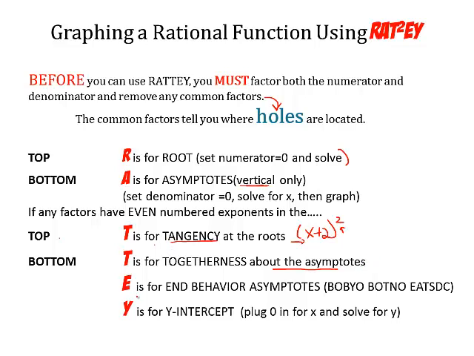We've talked about this. E is for end behavior asymptotes. Bobbio, Botno, eats DC. One of those three is what we call the end behavior asymptote. Remember, if it's Bobbio or eats DC, you want to see, does it cross the asymptote? And we talked about how to do that previously as well. Lastly, y is for the y-intercept. Remember, plug 0 in for all the x's and solve it for y. We've been through all these steps. RATTEY just puts it all together in one acronym, so you remember all your steps.